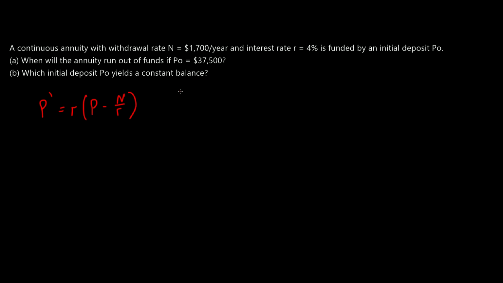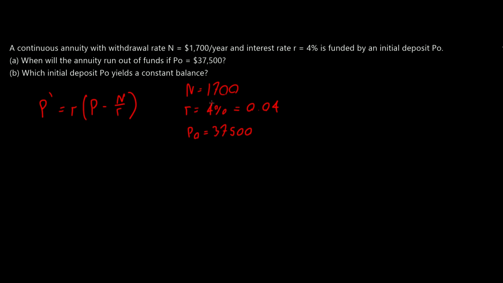So using this equation, let's figure out what we do have. We have N, which was 17,000. We also have R, the rate, which is 4%. When we write this as a decimal, it's going to be 0.04. And then we also have P sub 0, which is 37,500.